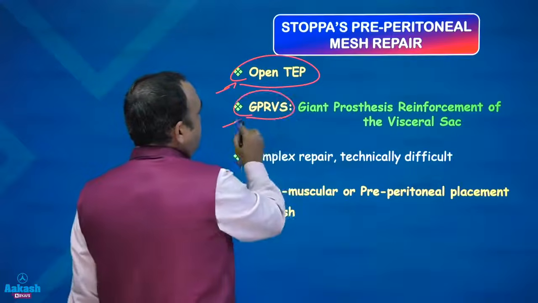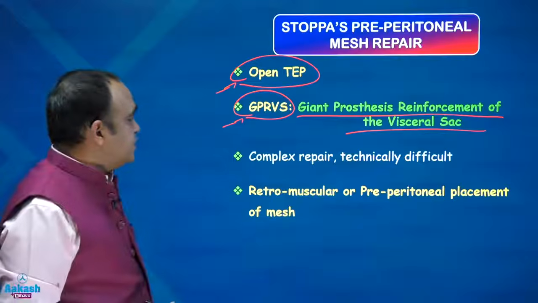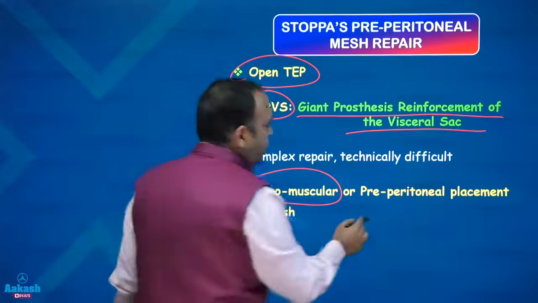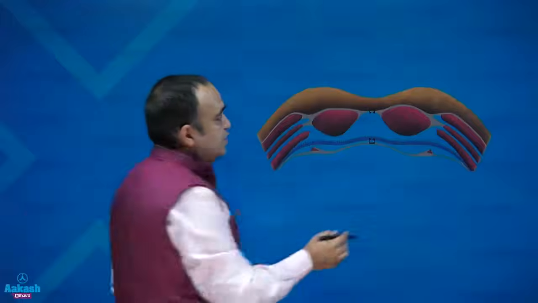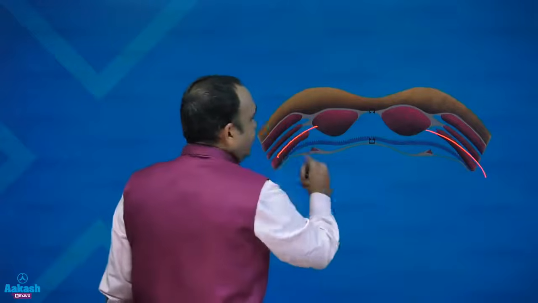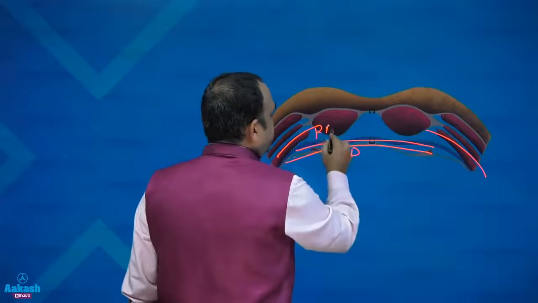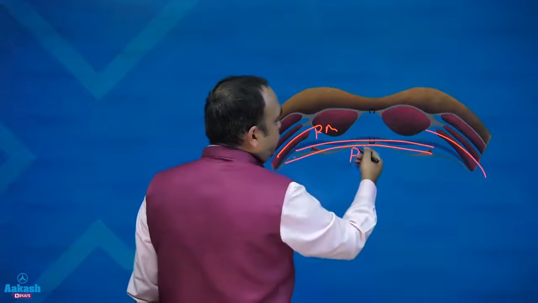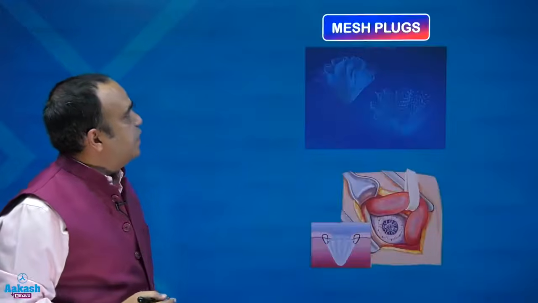This is also known as GPRVS, that is giant prosthesis reinforcement of the visceral sac. And in this we place a large sheet of mesh either in the retromuscular or preperitoneal space, like in this picture you can see. So that's the rectus muscle. So between the peritoneum, that's the peritoneum, that's the rectus muscle. So retromuscular, that is behind the muscle, or preperitoneal, that is in front of the peritoneum. So that's the Stoppa's repair.